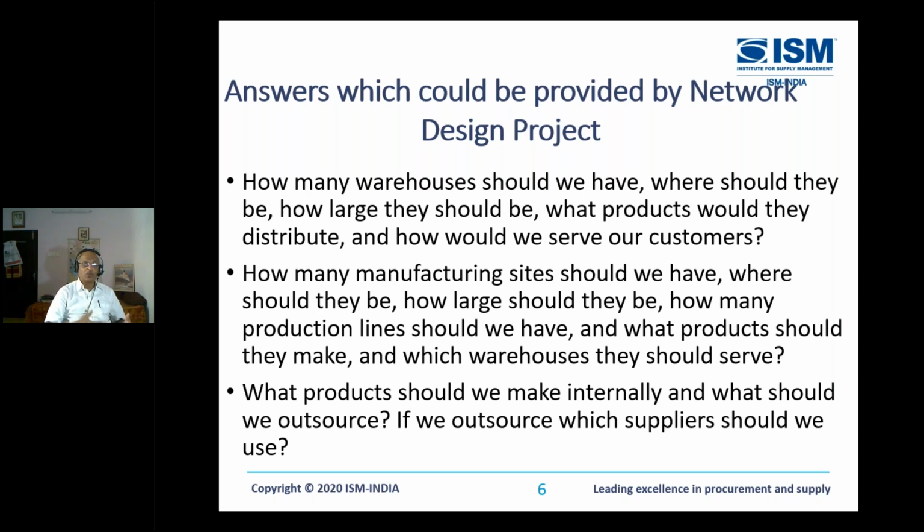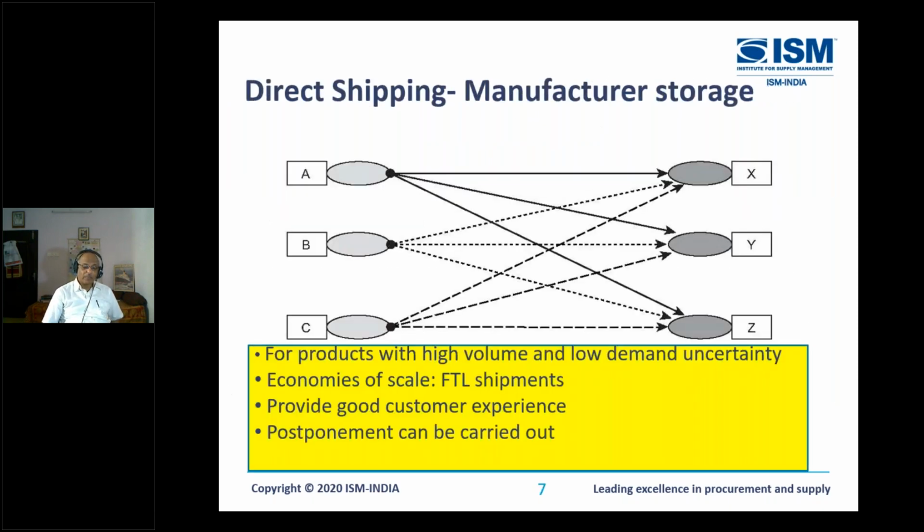Now, once you are able to answer these questions, then let us look at some of the distribution strategies which are in vogue in many organizations around the world. This is nothing but direct shipping. Here, the material flows from A to X or Y or Z, and then the full truck comes back. From B also, it goes to X, Y, Z, and from C also X, Y, Z. So these are generally used for products with high volume and low demand uncertainty, and there is an economy of scale in the operations. It's full truckload shipments, and this provides good customer experience, and postponement can be carried out.